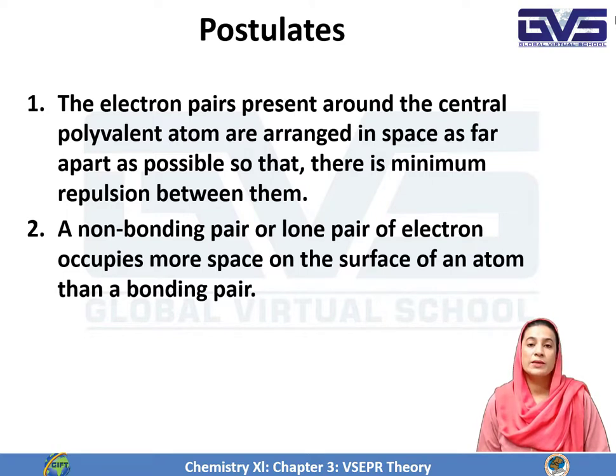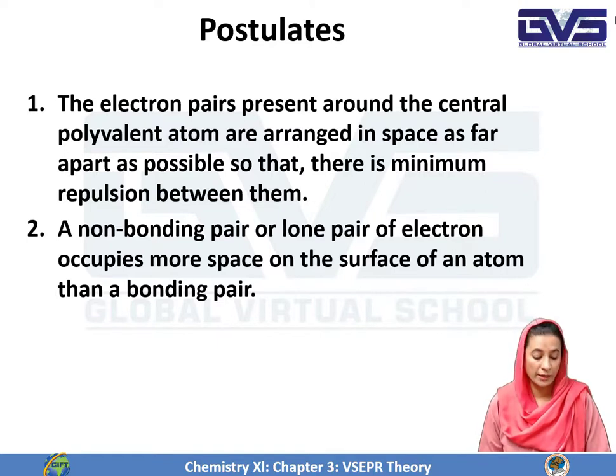Space occupied means they have more influence because they are free, they are under the influence of one atom, while bond pair electrons have less influence, they have less exposed negative charge because they are fixed between two nuclei in a molecule. So lone pairs occupy more space as compared to bond pairs.